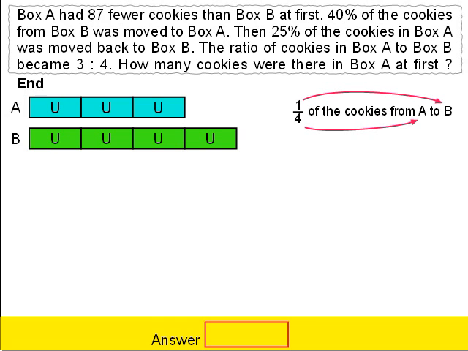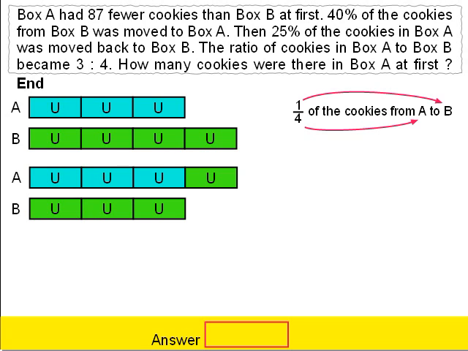Previous to this, 25% is equal to 1/4. 1/4 of the cookies was moved from A to B. That means before that happened, A should have 4 units and 1 unit was transferred to B. So we're going to take back the 1 unit from B and give it to A. So A model will have 4 units and B model would be 3 units. And previous to this, what happened?